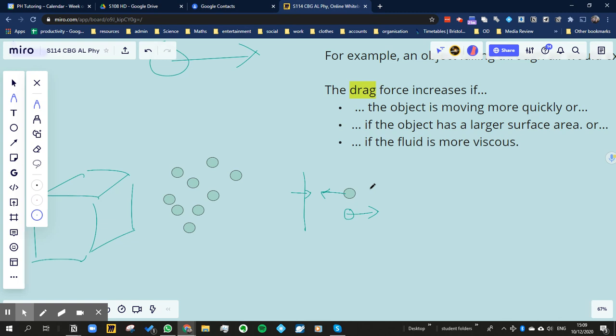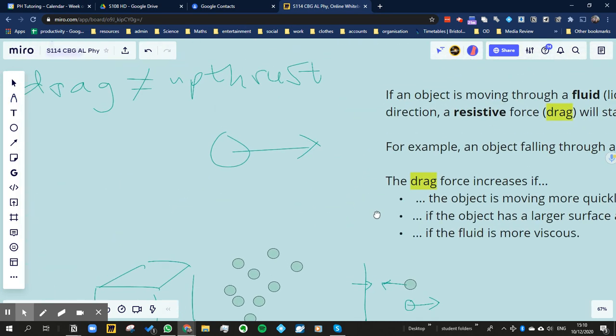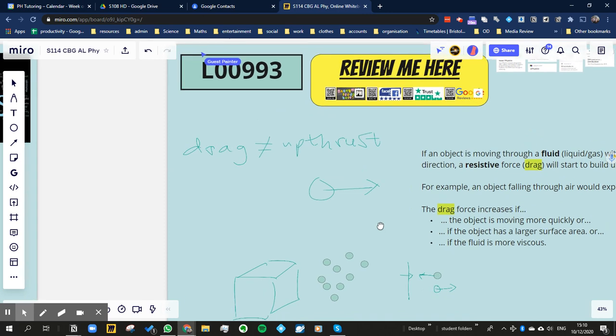Right. So it makes sense then that if you're moving more quickly, then the air particles or the water particles or anything are going to produce an overall larger force. And the same if you have a larger surface area, or if it's more viscous. So that's air resistance or drag, water resistance, any of that. It's all the same. So that's the basics of that.